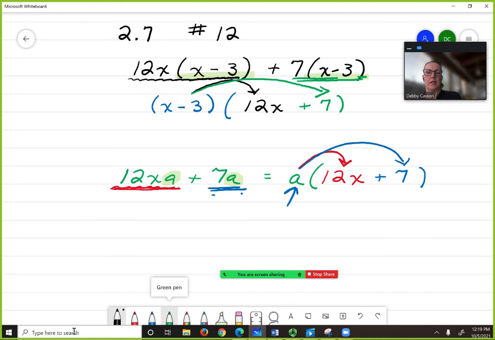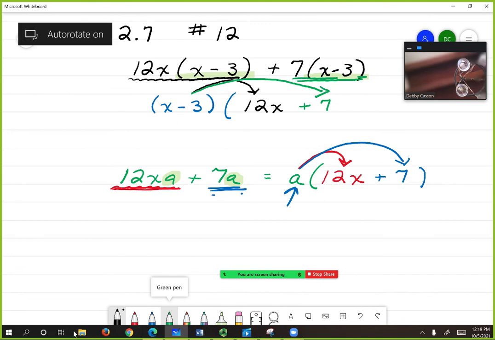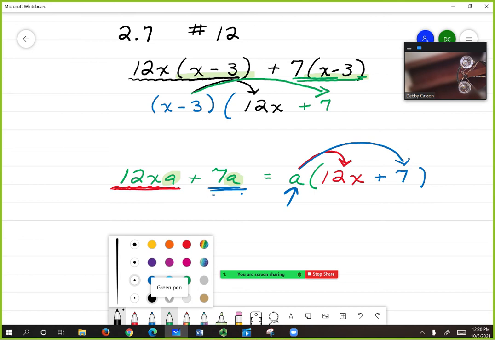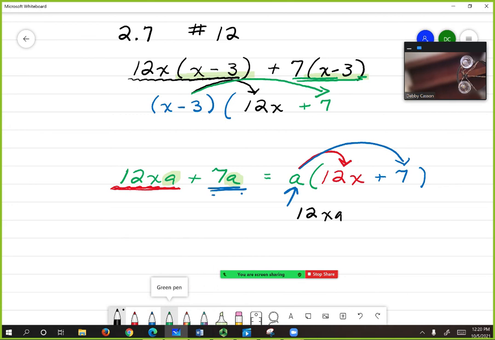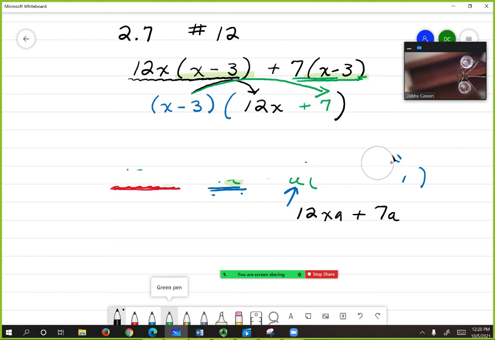So, like I was saying, when I go to check it, I use the distributive property, and a times 12x is 12xa, and then a times 7 is 7a. Likewise, I should close my parentheses on the one above. I could use the distributive property above, and if I do that, I can get the answer that I originally had.